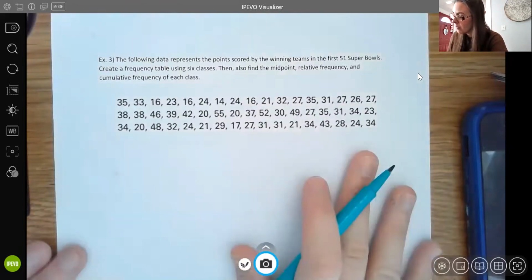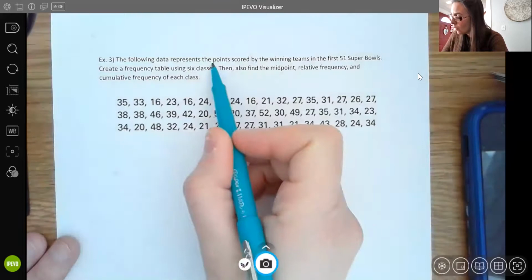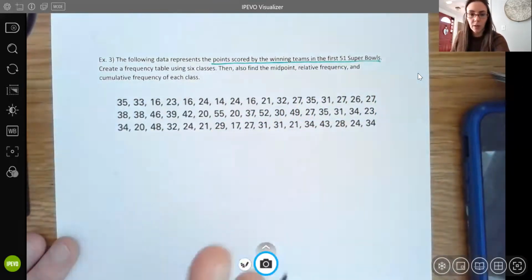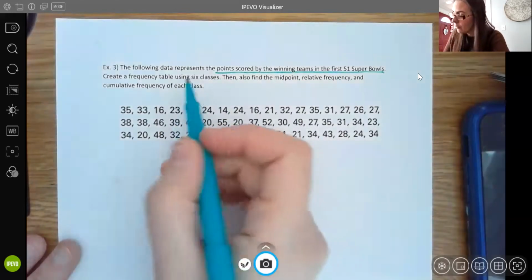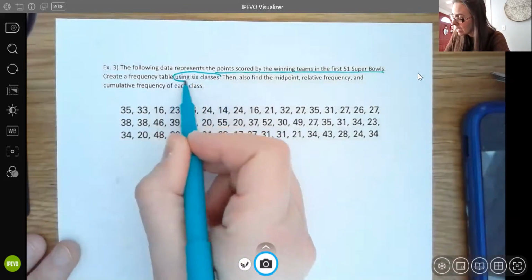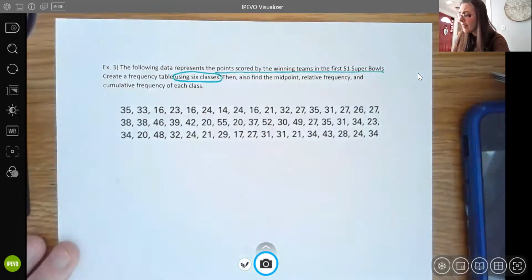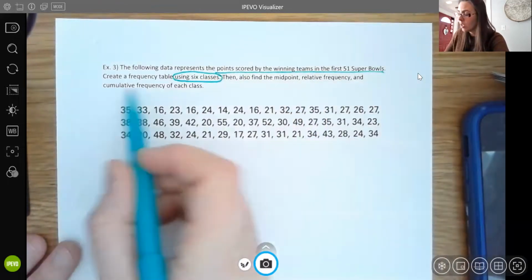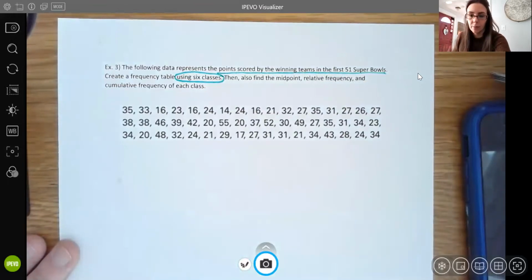So in this example, these are the points scored by the winning teams in the first 51 Super Bowls. So how many points were scored by the winning teams? We're going to create a frequency table using 6 classes. And then we're also going to find the midpoints, the relative frequency, and the cumulative frequency table pieces as well. And you can find the boundary points too. So let's go through all that.